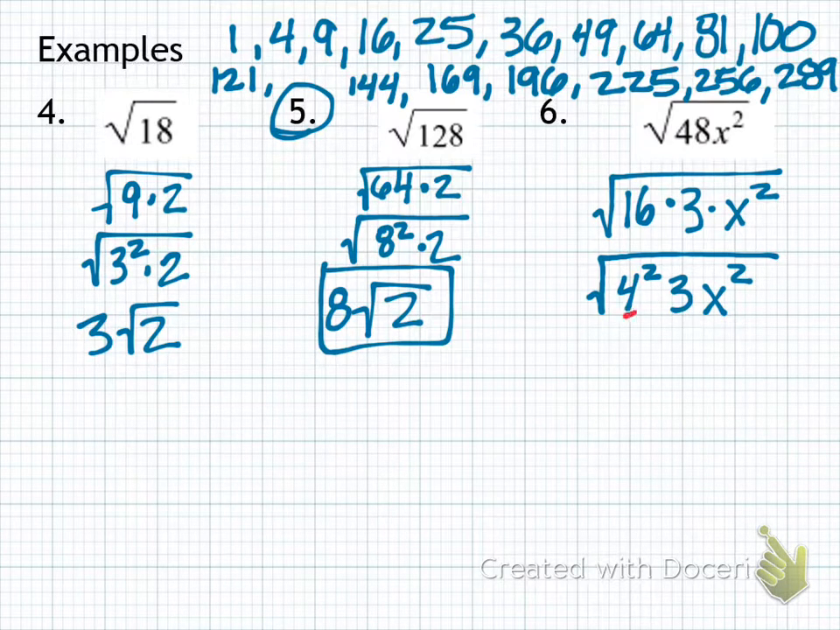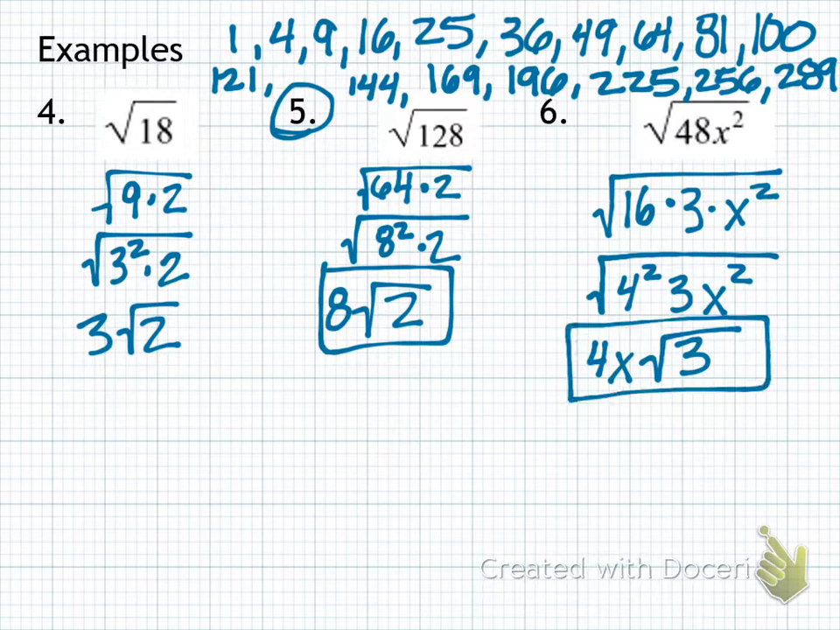Okay, so I now have two things that are squared. Because they're perfect squares, they get to come outside of the square root. So just like I would for a number, I'm going to bring the x out as well. So I have 4x times the square root of 3, because 3 is not a perfect square, so it stays under the square root.